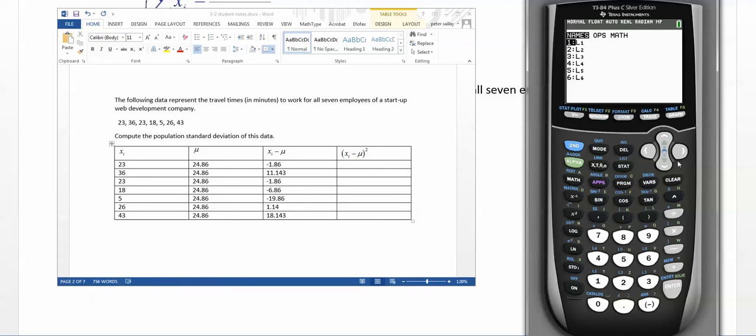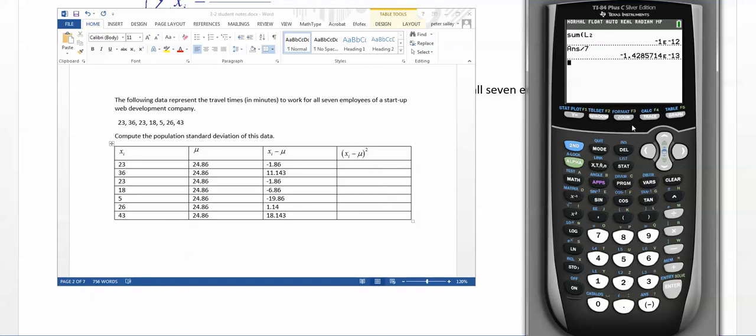And I believe if we go to math, we should see the word sum. And I'm going to sum list 2. Now list 2 is that bunch of numbers I just wrote down. And I'm going to have the calculator add them up and tell me what they add up to. And then in theory, I would take that and divide by 7.